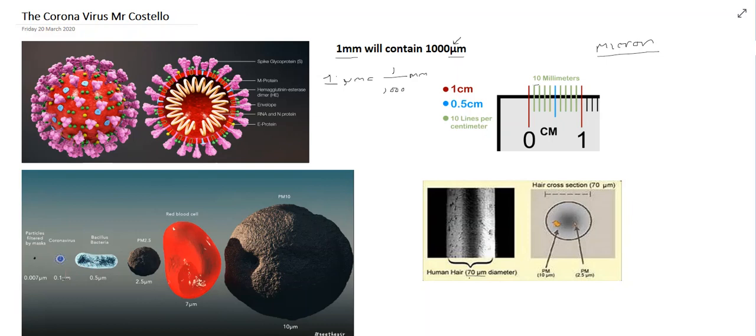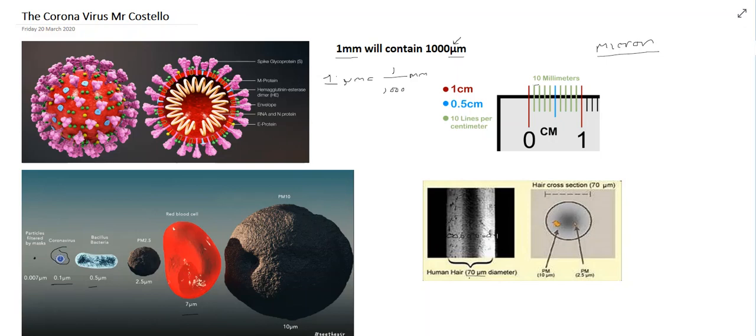Now, if we look at the coronavirus, the coronavirus is down here. We can see that it's extremely small. In comparison to bacteria and red blood cells, they're tiny. If we think about how many coronaviruses would fit across the width of a human hair: the size of a coronavirus is 0.1 of a micron. You take 1 micron, which is 1,000th of a millimeter, and split that up. One coronavirus is 0.1 of a micron. So how many coronaviruses would you be able to fit across the width of a human hair? This will give you an idea of how small coronaviruses actually are.